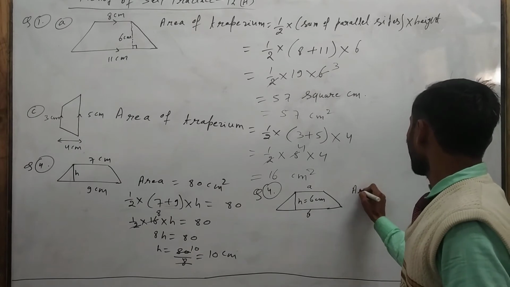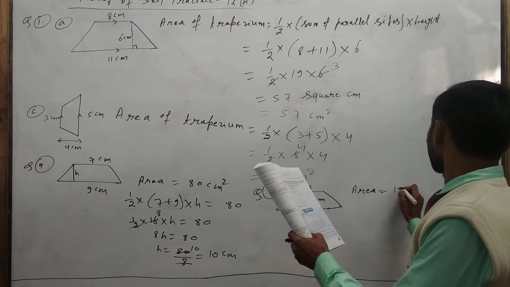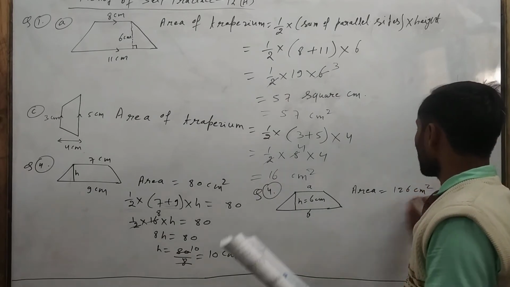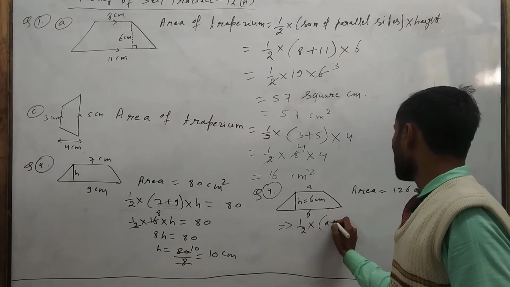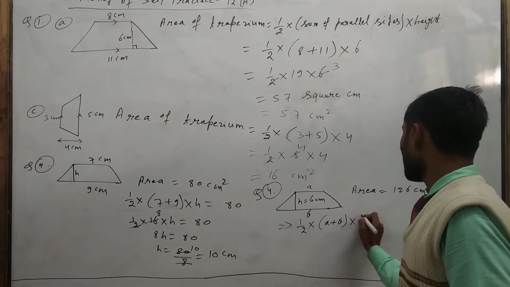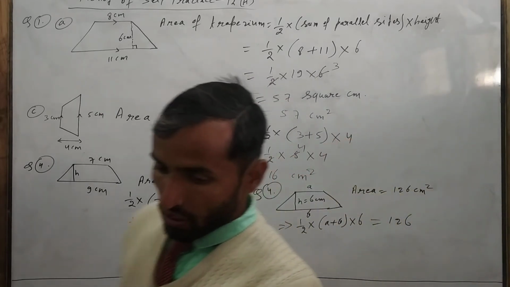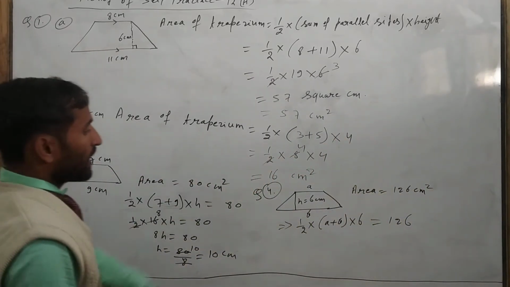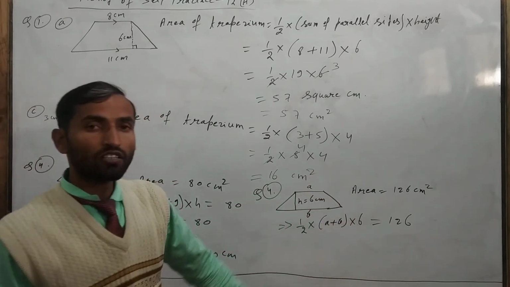Now area is equal to 126 centimeter square. Now we will use the formula half into sum of parallel sides, meaning A plus B, into height, which is given as 6, is equal to 126. After that we have to find directly A plus B, the sum of parallel sides.